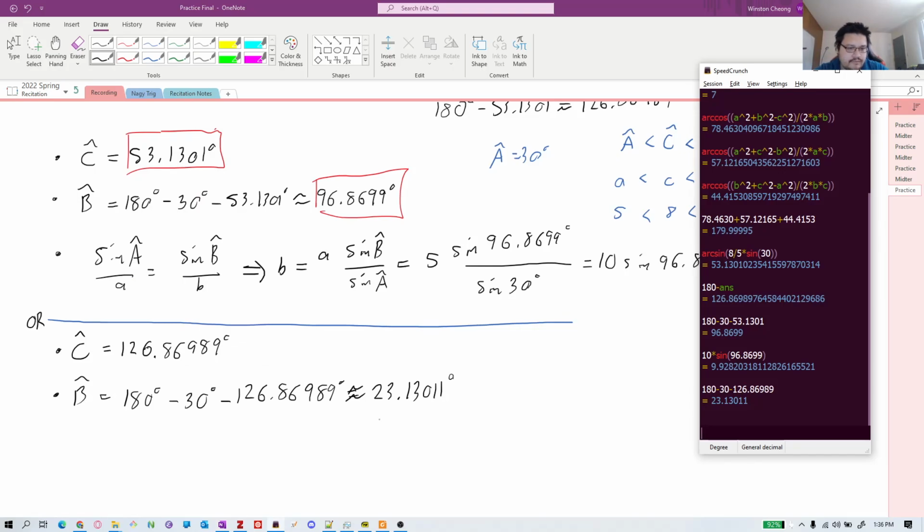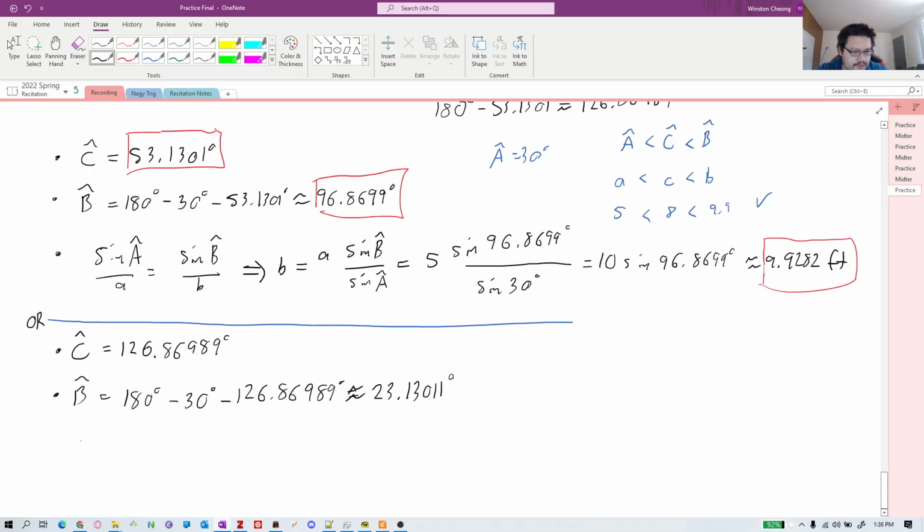Okay. And so again, we would prefer to use the A and A pair because we know the angle A precisely, whereas we don't know the angle C precisely. That would give us further round-off error.